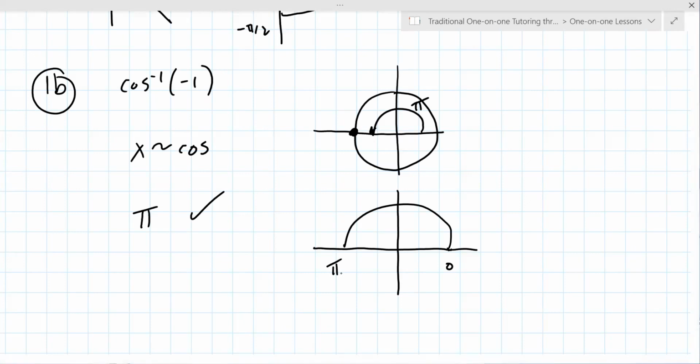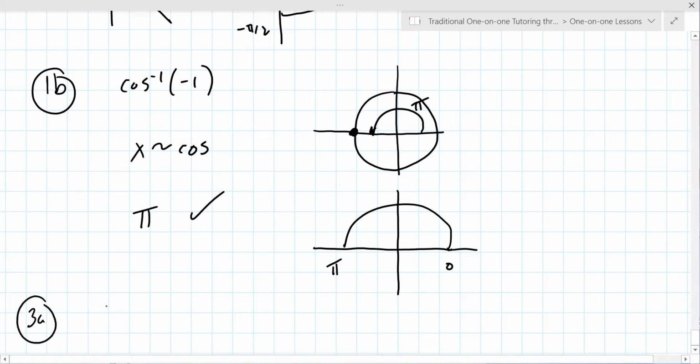But if it was the cosine inverse of -1/2, you would get two angles and only one of them would fit in this window. Right. Okay. So we did 1b, we'll do 3a next.